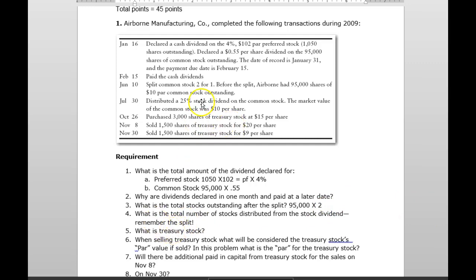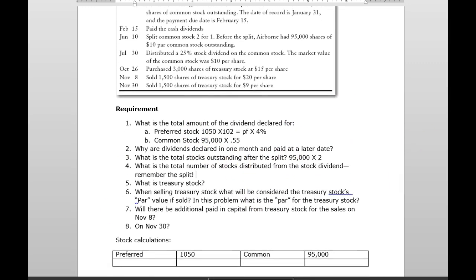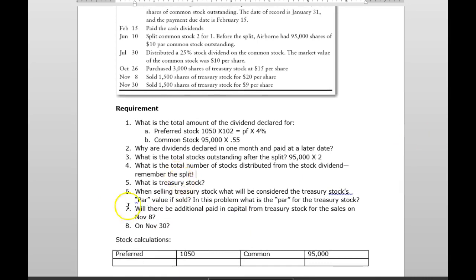Now, the next thing that they do is they declare a 25% stock dividend. How much is that? What is the total number of stocks distributed from the stock dividend? Now remember the split, okay? So you're really going to take that 190 times that 25% to come up with the total number of stocks. So now remember that, because that's going to add to your total of stocks. And you may need that later on.